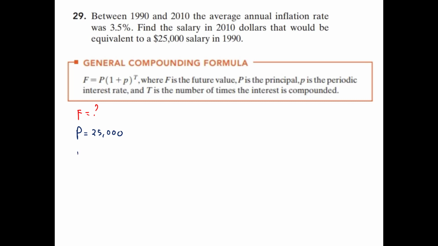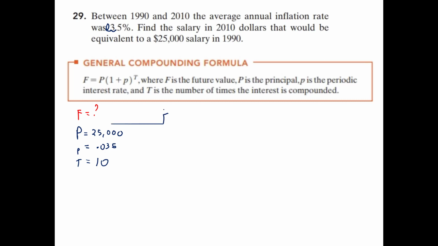Little p is the interest rate, but that's the 0.035. Be careful with your percents. The decimal point always moves over 2 places. It's right here, right now, 1, 2, so you get 0.035. And then t, the number of compoundings. You're doing this once a year, for 10 years, from 1990 to 2010. And so then t is 10 years.